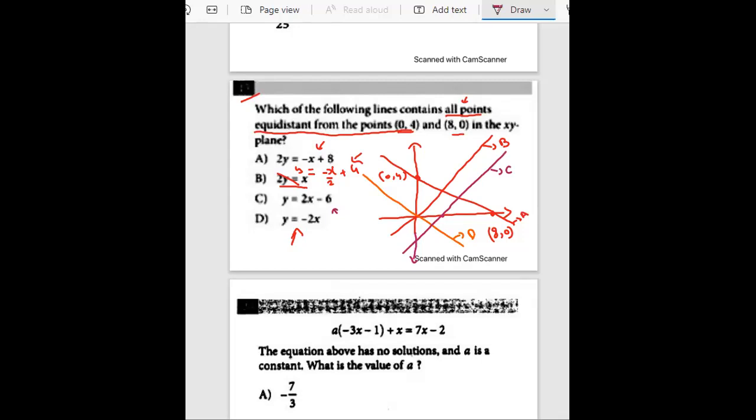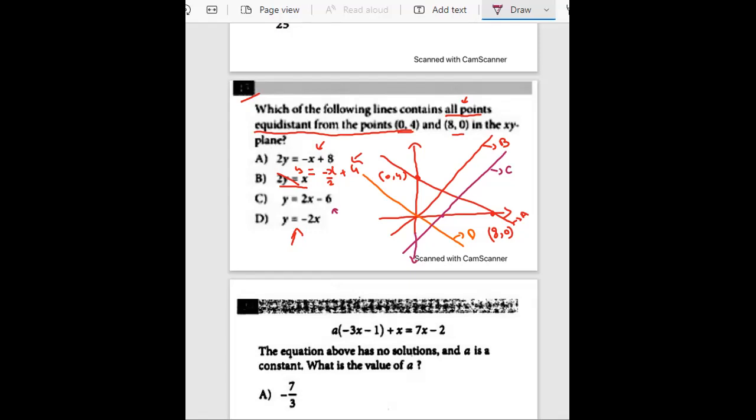C. C would be the answer. And why? Because the other options don't really make up equal distance. Exactly. They don't make sense.